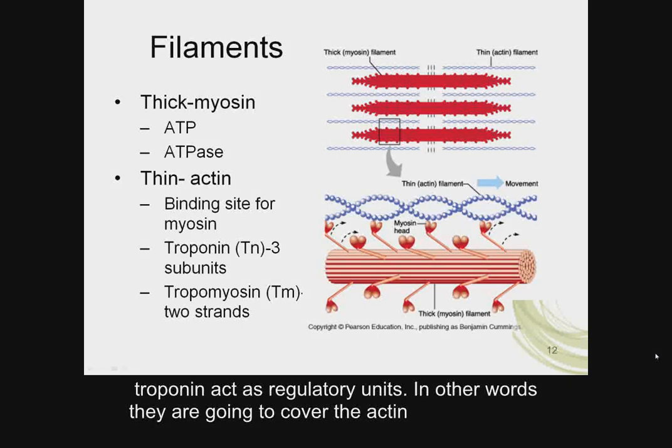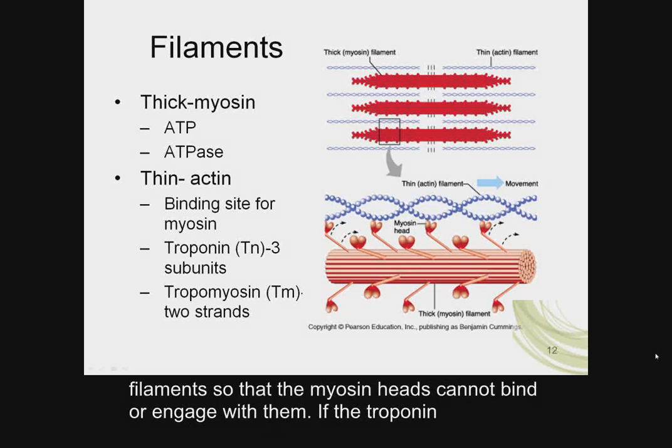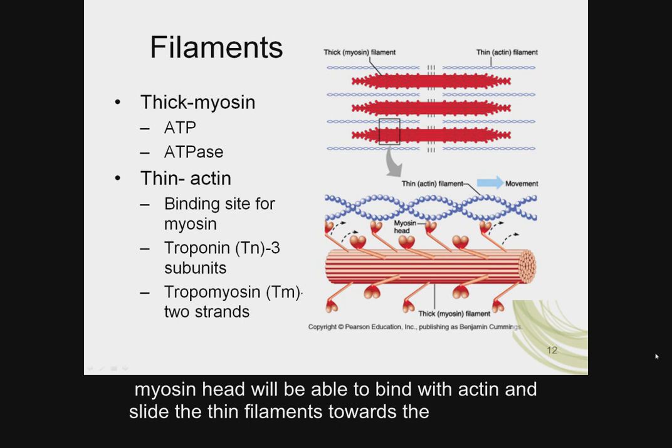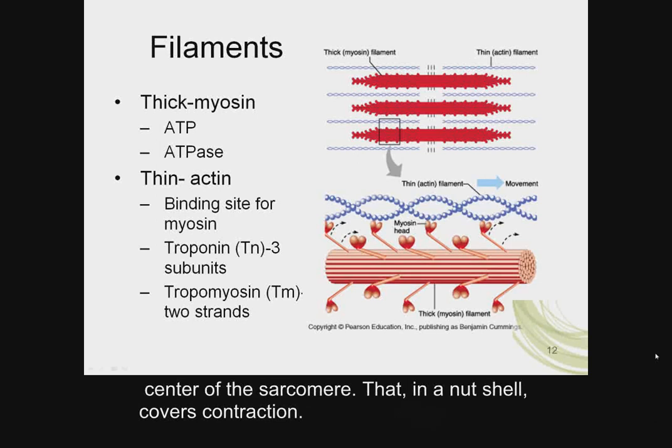You're going to learn that tropomyosin and troponin act as regulatory units. In other words, they are going to cover the actin filaments so that the myosin heads cannot bind or engage with them. If the troponin and tropomyosin regulatory units are removed, this will expose actin, and then the myosin head will be able to bind with actin and slide the thin filaments toward the center of the sarcomere. That, in a nutshell, covers contraction.